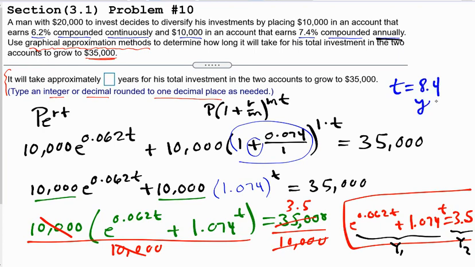So t equals 8.4 years is how long it will take for the combination of these two accounts to grow to a value of $35,000.